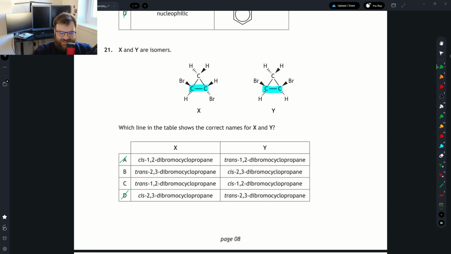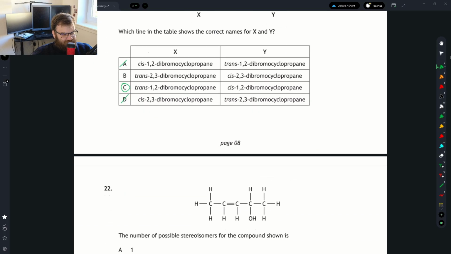Looking at the numbers, they are the most important part of this molecule, which means they'll be classed as being number 1 and number 2, which means C would be your correct answer. They have priority over the hydrogens, and that would give you your answers there. So trans, they're on opposite sides, and cis, they're on the same side for that one.